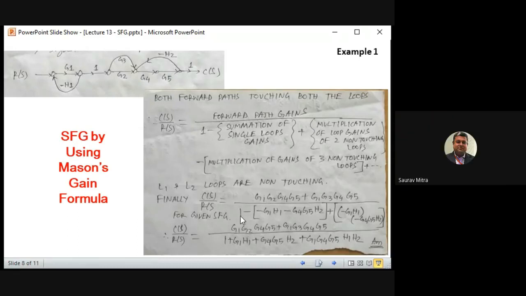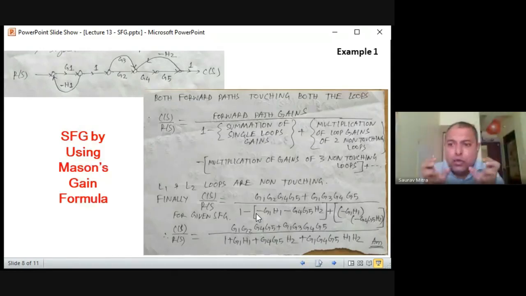Okay, so 1 minus, this 1 minus is a formula. Then whatever individual loops are there, their loop gain addition. So what is the first loop gain? Minus G1H1. What is the second loop gain? Minus G4 G5H2. Because there are only two loops, that's why only two terms have come. Then plus, if there are non-touching loops. There will be a lot of numericals where there are no two loops which are non-touching. So in that case, you can stop here. 1 minus addition of individual loop gains and their summation. Numerical finished. Okay, simpler systems.